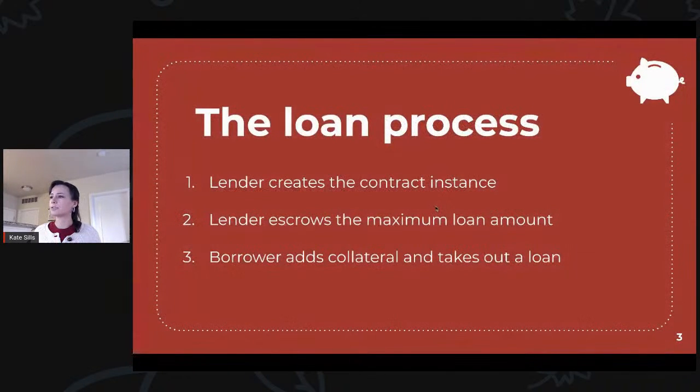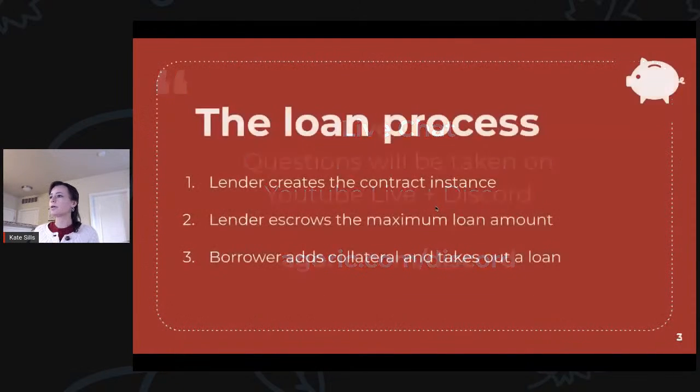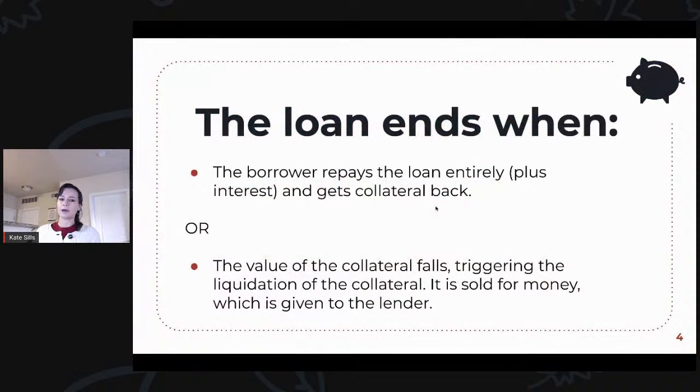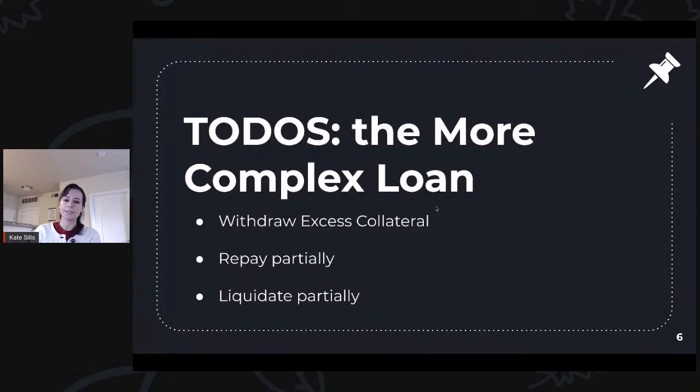Let's go back. Okay, so feel free to join us on Discord. I explained a little bit about the loan process. And then this loan is ongoing until the borrower repays the loan entirely, plus interest, and gets collateral back, or the value of the collateral falls, triggering the liquidation of the collateral. So it's sold for money, which is given to the lender. To protect against liquidation, the borrower can add more collateral. And this raises the ratio of value of collateral to the loan amount. Okay, so this is the basic loan.